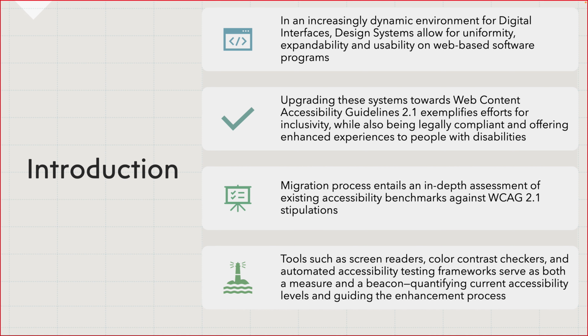The migration process to WCAG 2.1 entails an in-depth assessment of the existing accessibility benchmarks, against what you are deficient towards WCAG 2.1 in your application. And while doing that, there will be usage of several tools like screen readers, color contrast checkers, and automated accessibility testing frameworks, which will serve as a measure and beacon quantifying current accessibility levels and guiding our enhancement process.